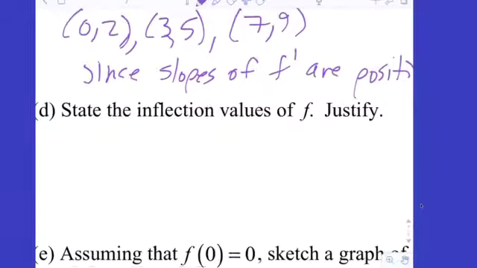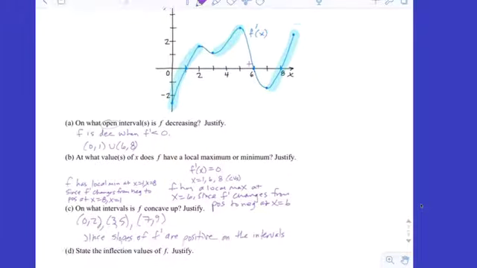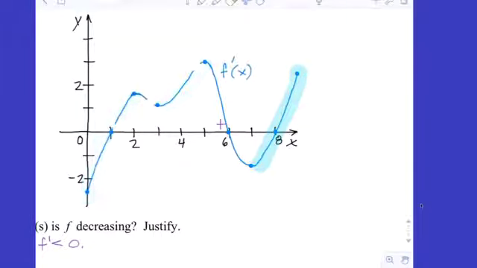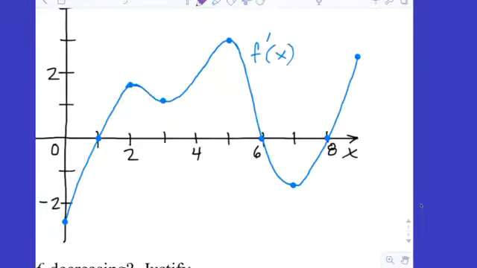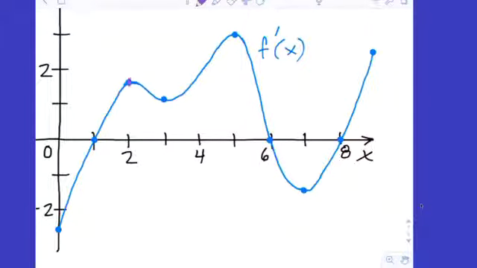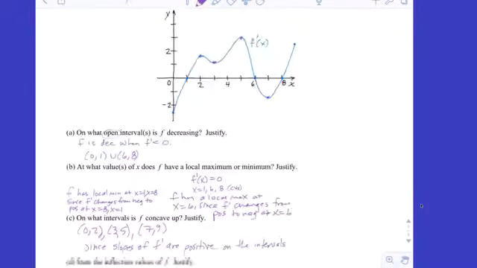So the inflection values of F are going to be where F double prime changes signs, yeah? Which is going to be where the slopes of this graph change signs. So that should be at the, what's here? The local max and mins. The local max and mins of F prime are the inflection values of F, because that's where the slopes change from positive to negative, negative to positive.